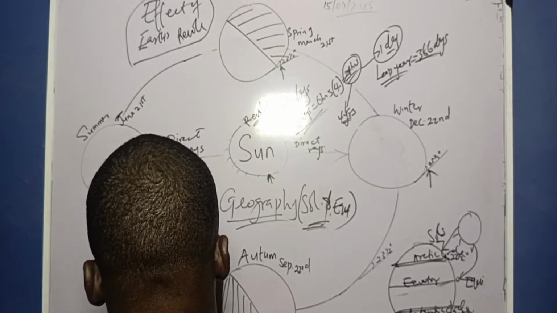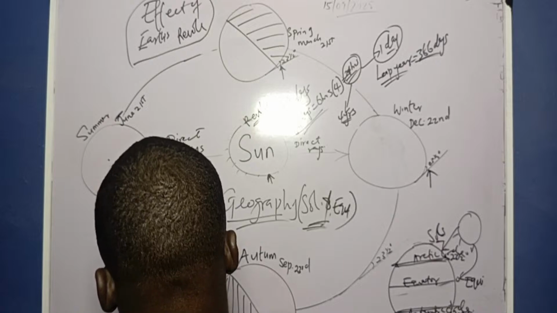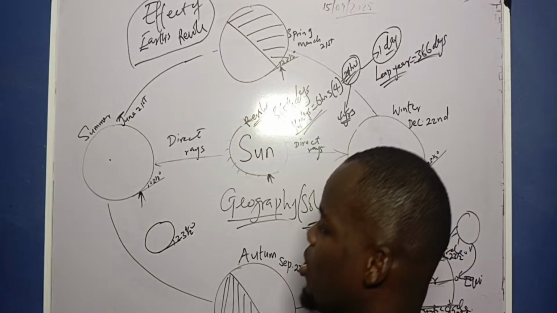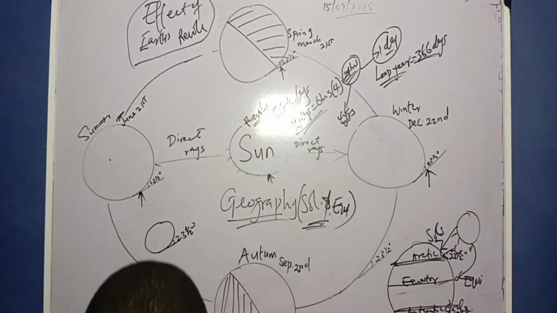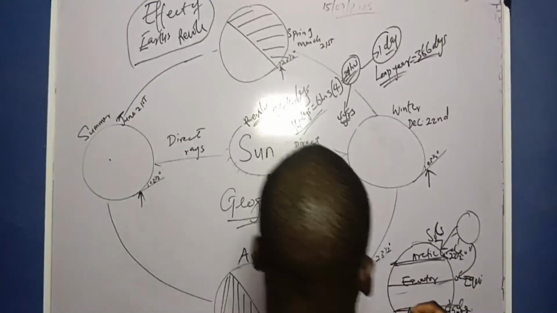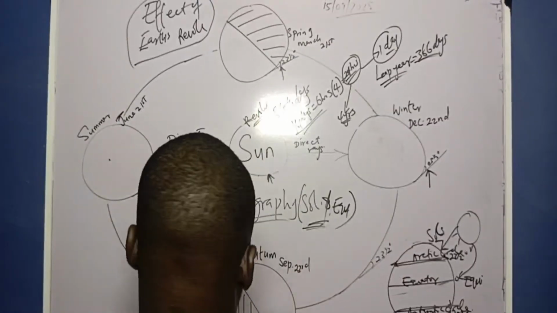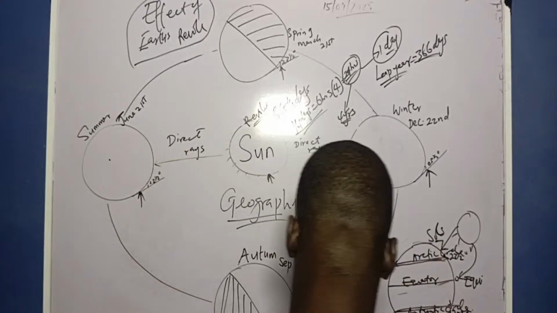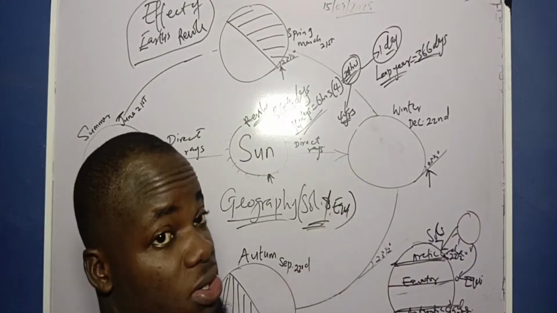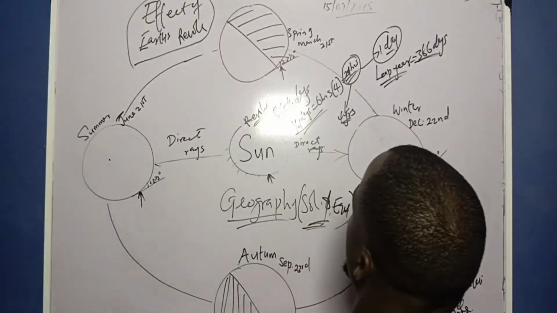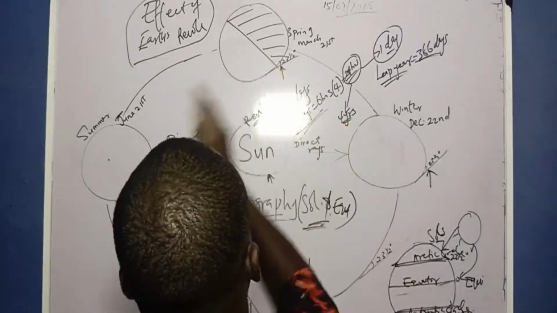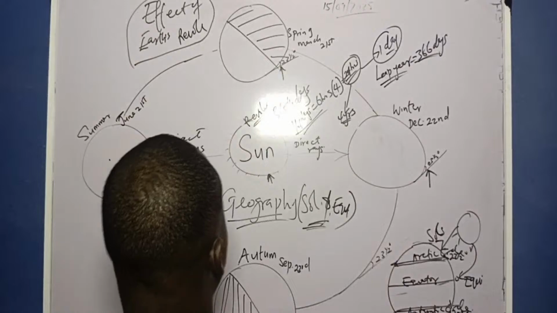So once it is moving, it is moving at an angle. This movement of the Earth at a particular angle is what we normally have in regards to this equinox and solstice I'm explaining. So we have our autumn, we have our winter, we have our spring, we have our summer.